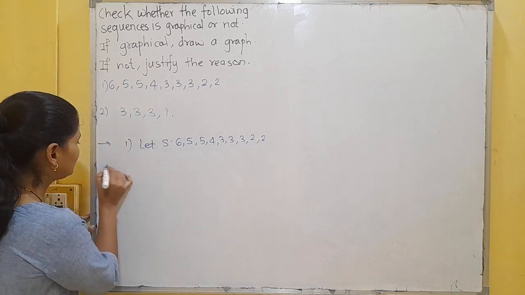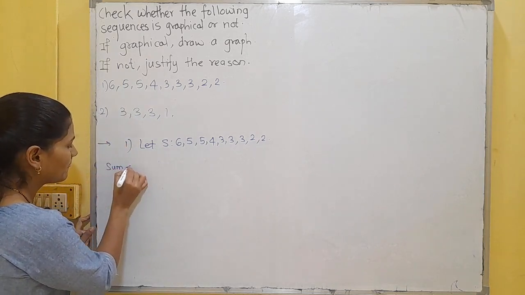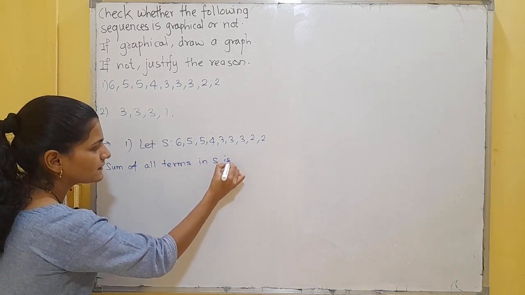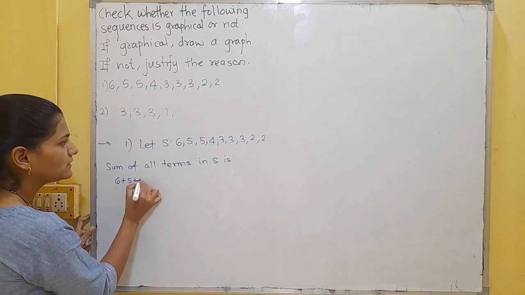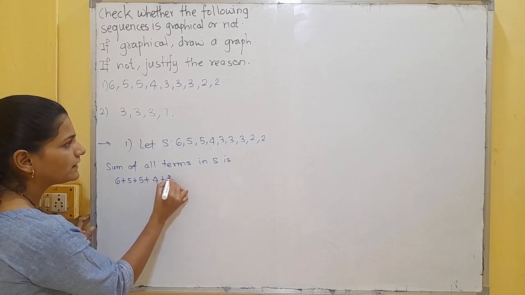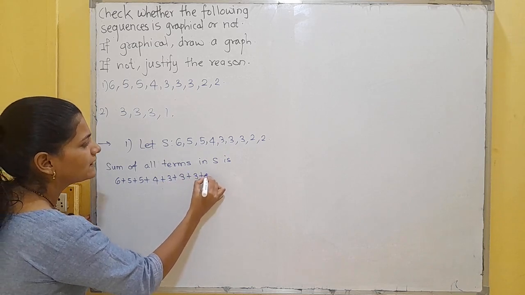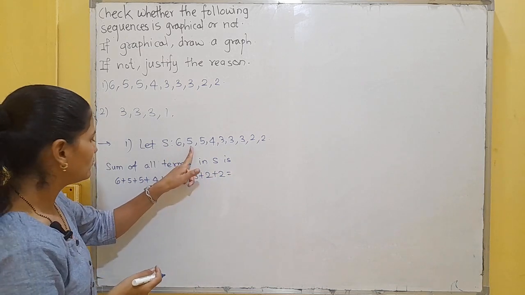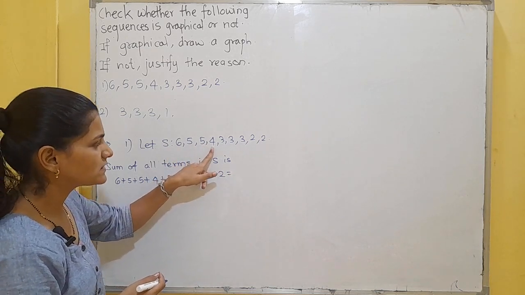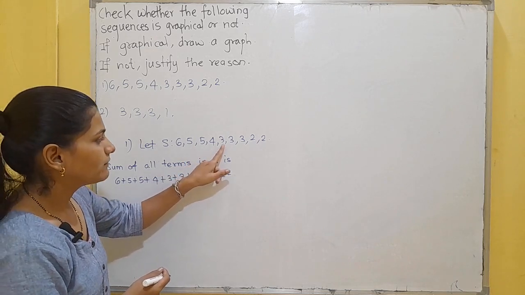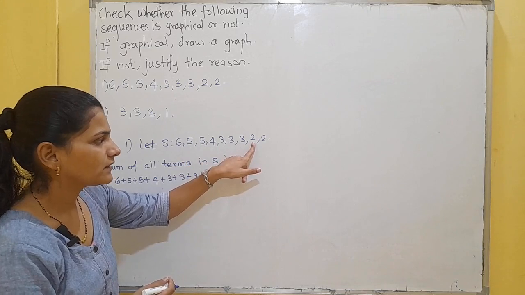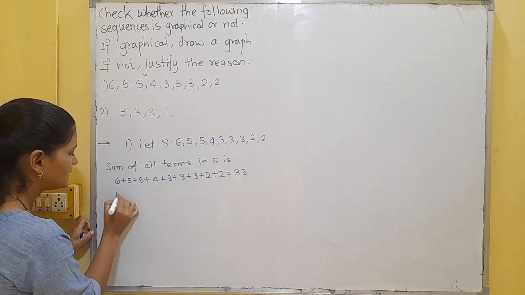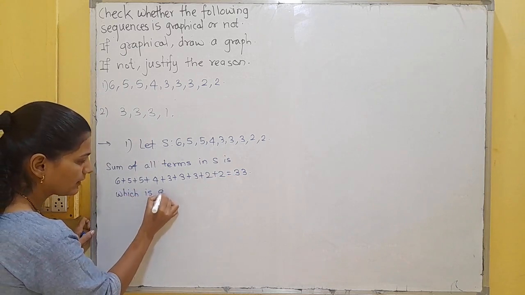So what is the degree sum? The sum of all terms in S is 6 plus 5 is 11, 11 plus 5 is 16, 16 plus 4 is 20, 23, 26, 29, 31 and 33. So the sum is 33, which is an odd number.